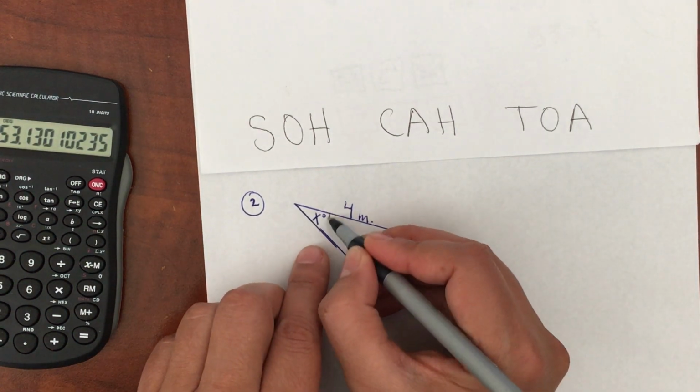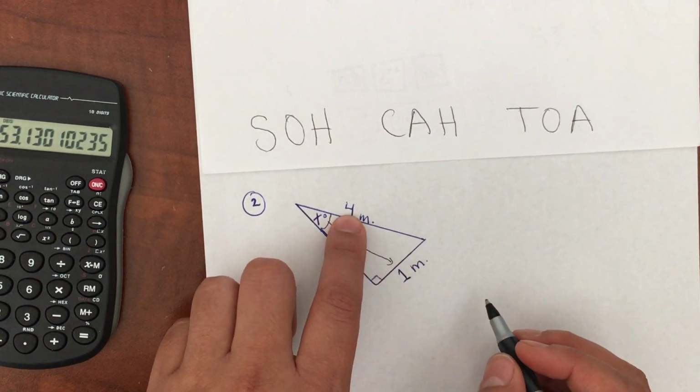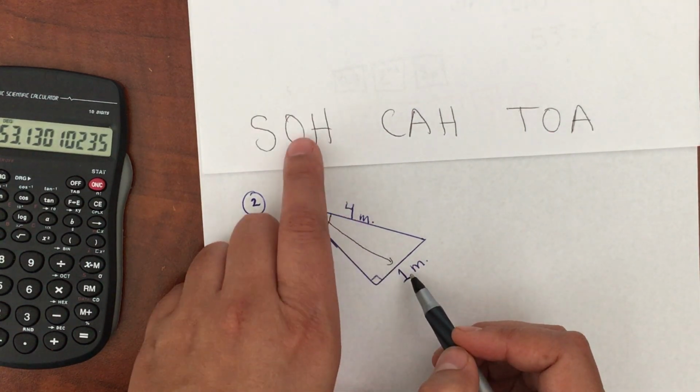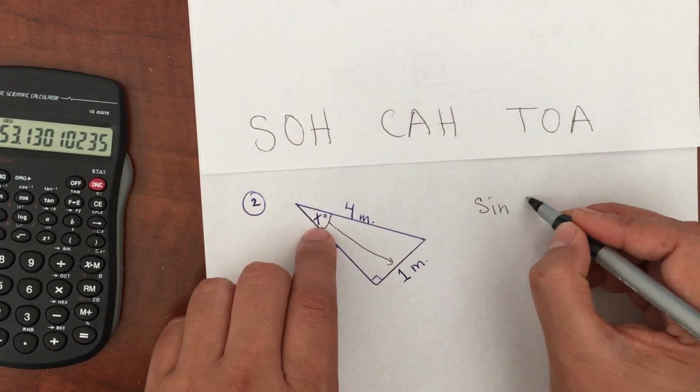Okay, so in here, what do I have? I have opposite, I have hypotenuse. Opposite and hypotenuse is sine. Okay, so I'm going to put sine of x.